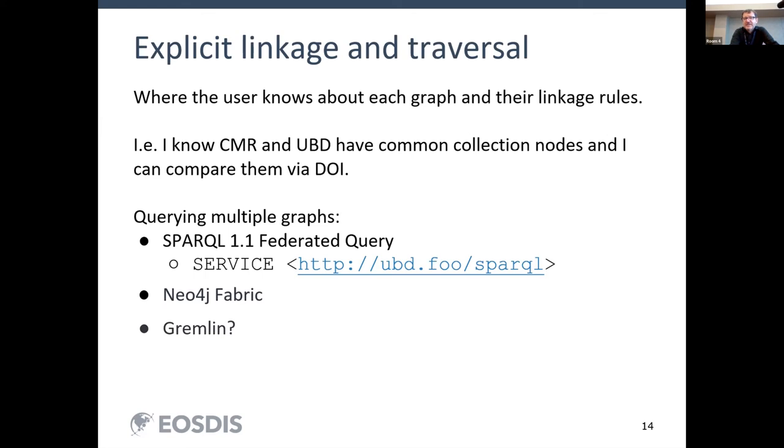So how can we do this? We could tackle this by explicit linkage and traversal. This is where a client is aware that their queries are required to interact with more than one graph, that they know where those graphs are and what aspects of those graphs link the two together. You saw from my previous collection and data set example, a user would need to know the collections and data sets are the same. That would be inferred by the fact that they're referenced by DOIs and that some of those DOIs match up. But this puts a burden on the client, but it does make for a much easier solution. So both SPARQL and Neo4j, and then by inference, Cypher, have the capability to do this, but Gremlin does not, which is really disappointing.